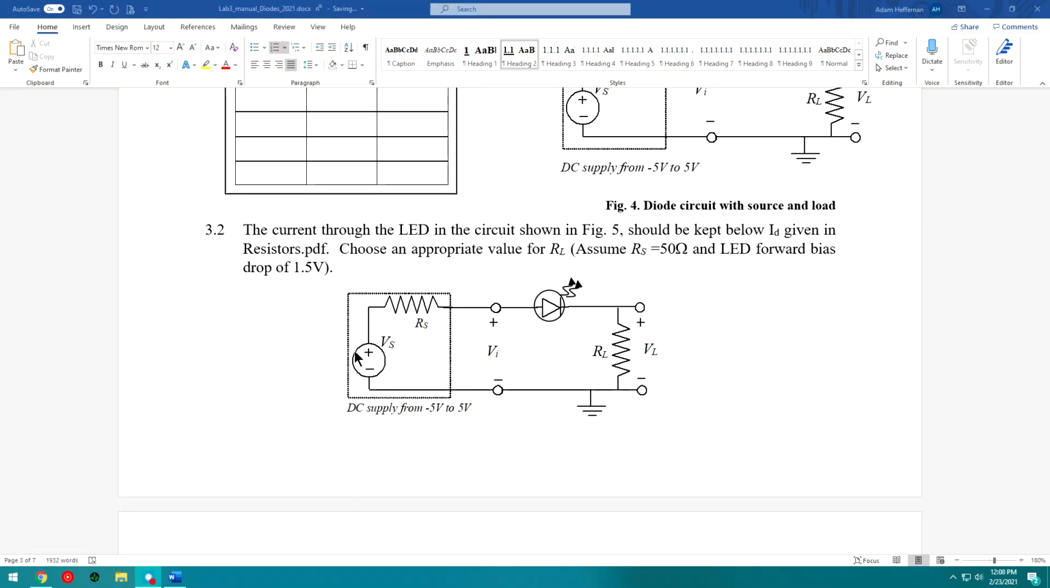So the way to do this is to create a loop. You're going to do loop analysis using the current through this resistor, the voltage drop and the current across this diode, and the current across the load.